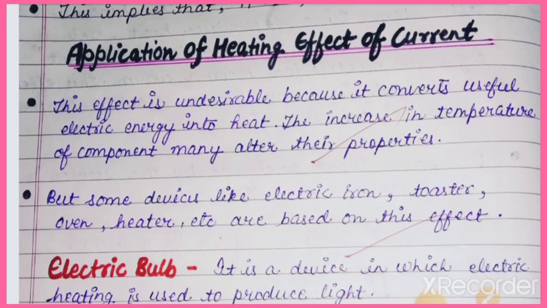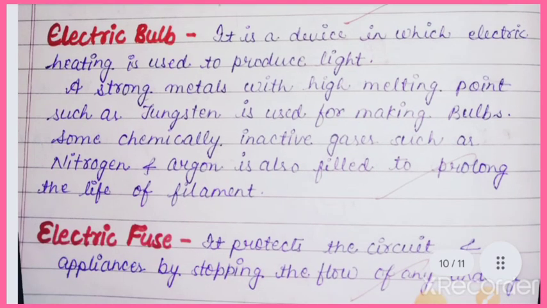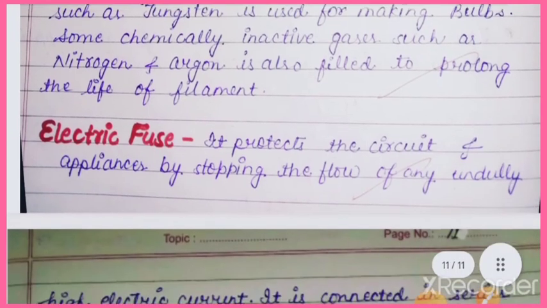Then applications of heating effect of current. Our topic is electric bulb. It is a device in which electric heating is used to produce light, right? Our filament gets hot, and this gives us light, right? Strong metal with a high melting point, tungsten, is used for making the bulb filament, right? And some chemically inactive gases are present inside the bulb, nitrogen and argon. This is very important. They are also filled to prolong the life of the filament, right?